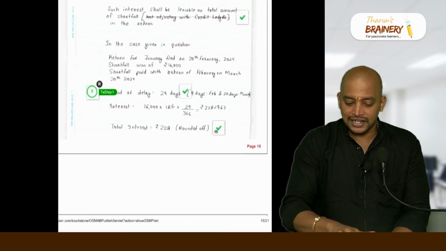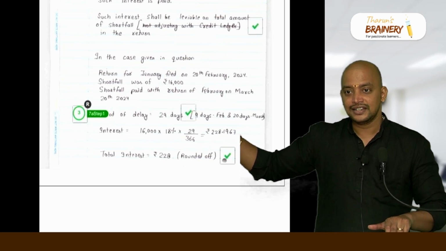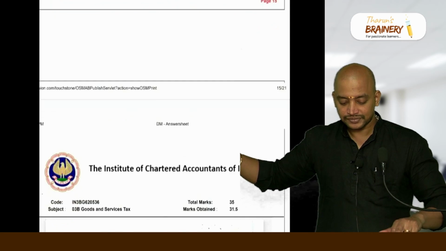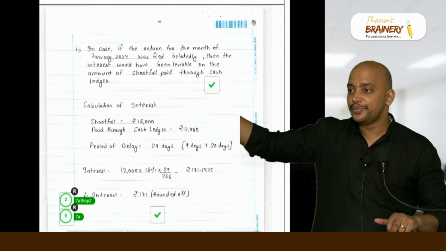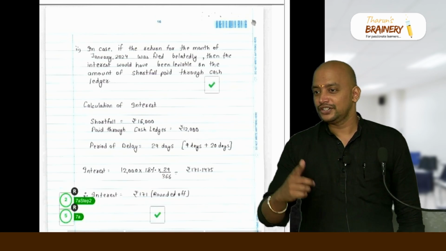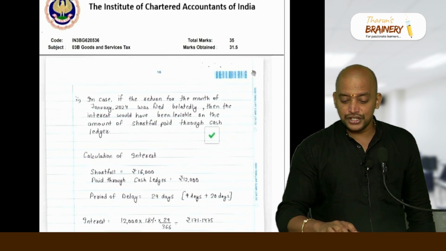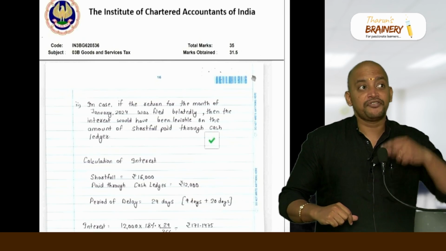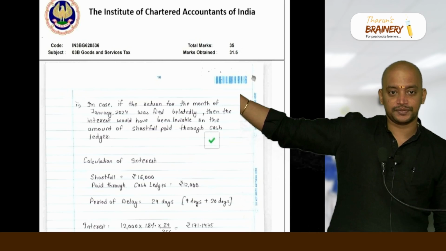And another student, see how beautifully they have written. Clearly everything. I taught how to write, and the same way they are presenting it: interest, rounded off, period of delay, like that. And how many marks? 5 out of 5. You understood? This 4 marks makes a big difference, and this student for 35 marks got 31.5. 15 marks is MCQ; 15 out of 15 this student got.